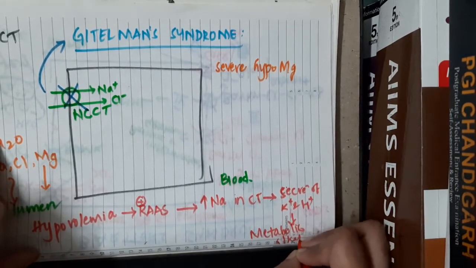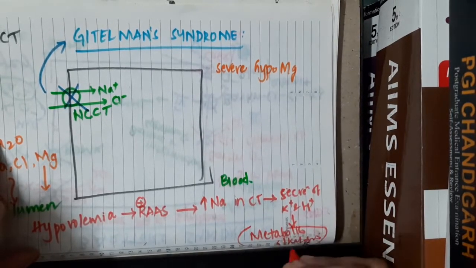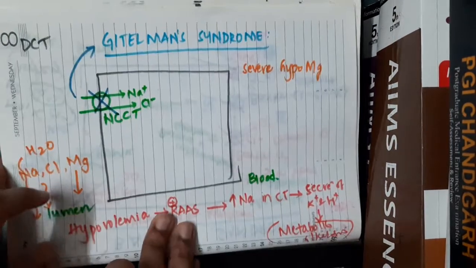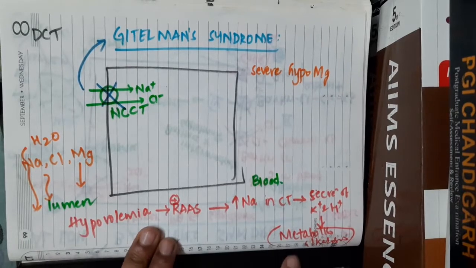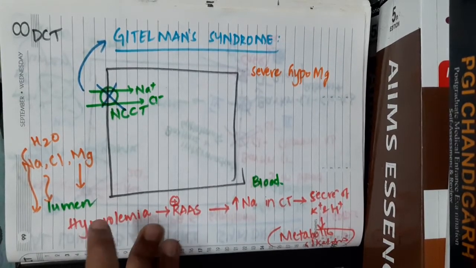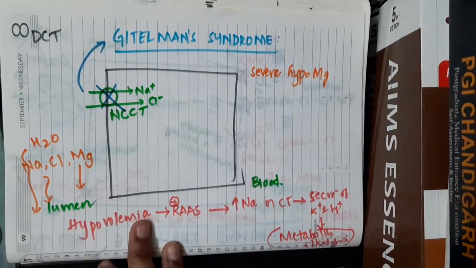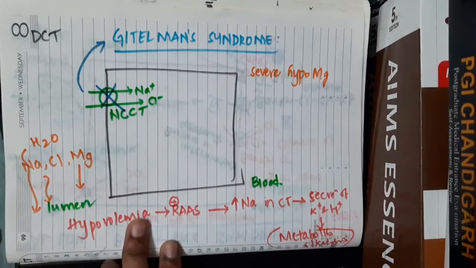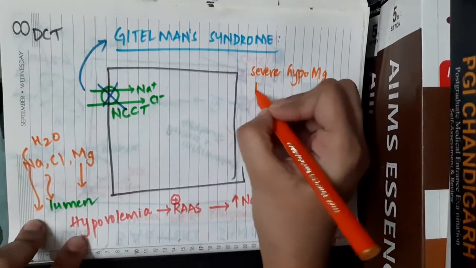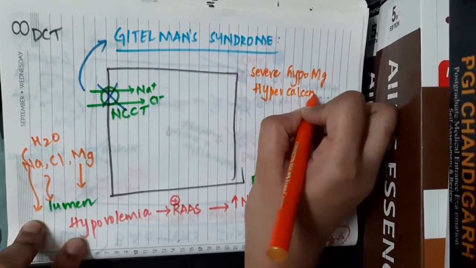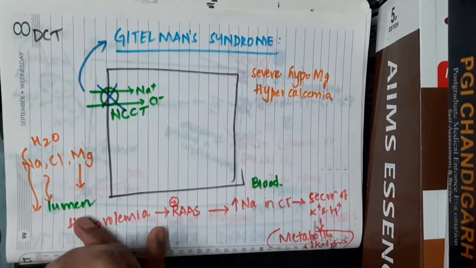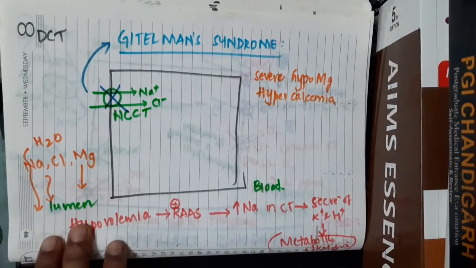Even if you do not remember this whole pathway, it's fine. But in Gitelman syndrome, and in Bartter syndrome also, you see the presence of metabolic alkalosis. And in Gitelman syndrome, there is severe hypomagnesemia, and there is one more thing: hypocalciuria is not mentioned here, but increased calcium levels are seen in the blood.